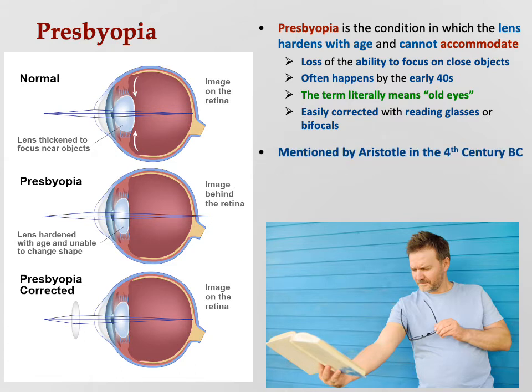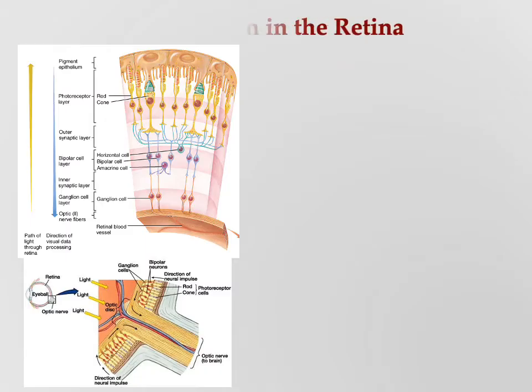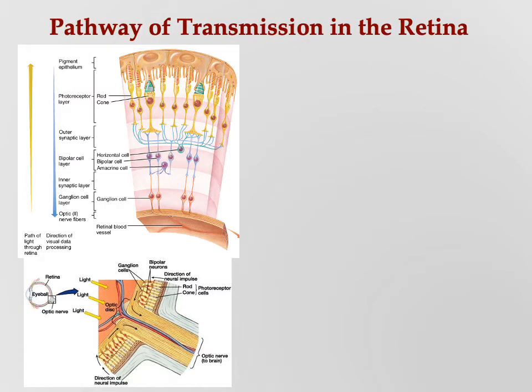Mentioned by Aristotle in the 4th century BC, this isn't something people just realized. And glass lenses, again, were used for presbyopia as early as the 13th century. So the idea of correcting vision has been around for a while.